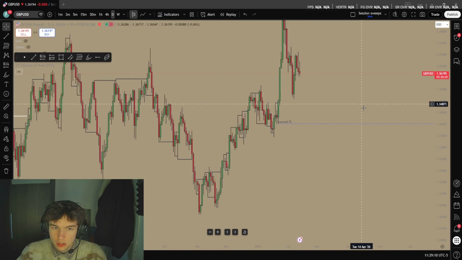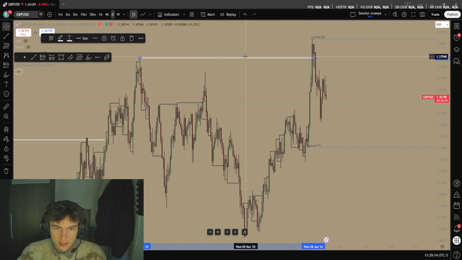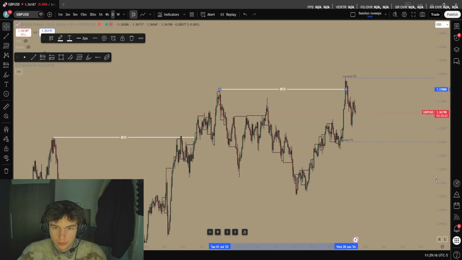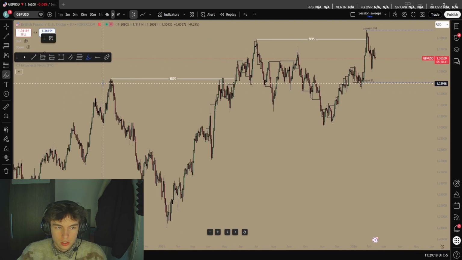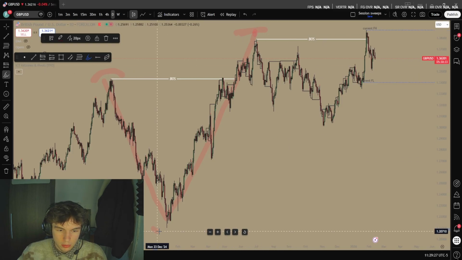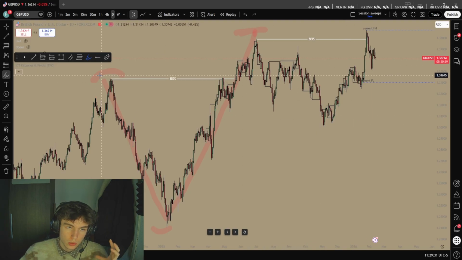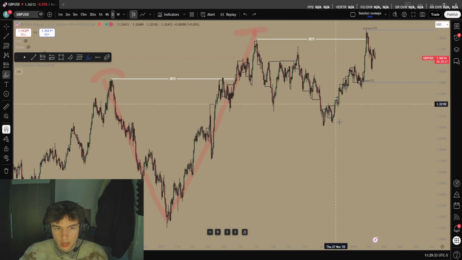Now, let's look where we are today. This is our most recent break of structure. Why? Because you can see we create a low, a higher high. So this high is lower than this high. So this is the higher high. Here we create a low. Here we create a higher low, meaning that we're still bullish. We are breaking the highs and we are leaving the lows.